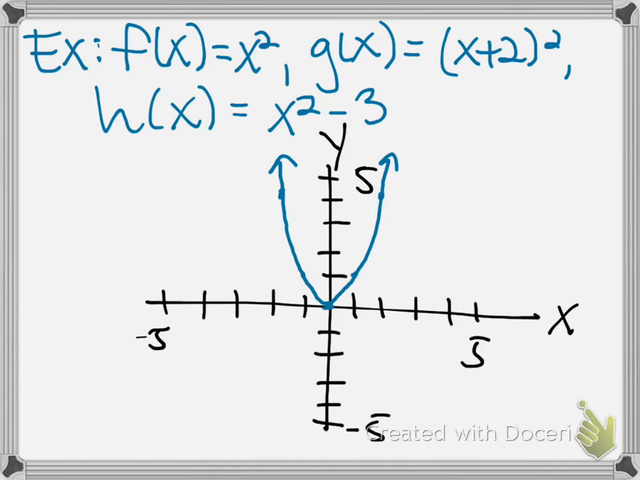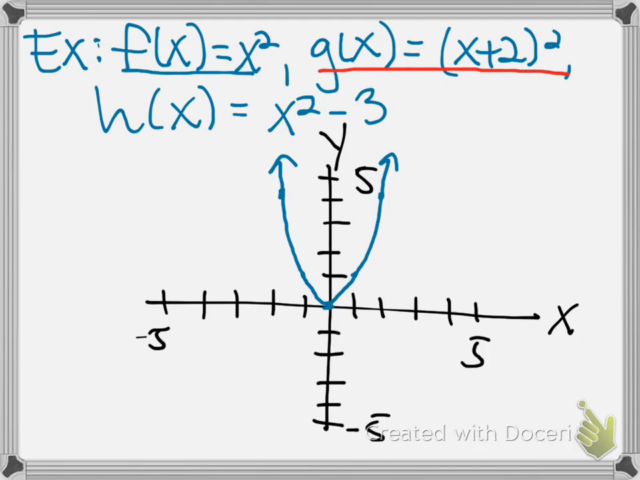All right, so let's do a quick example. Here I have my parent function defined to be f of x equals x squared. And that's just a regular old parabola. The vertex is at the origin. In my first translation, I'm going to take our parent function f of x, and I'm going to translate over to this new function g of x, where g of x equals x plus 2 squared.